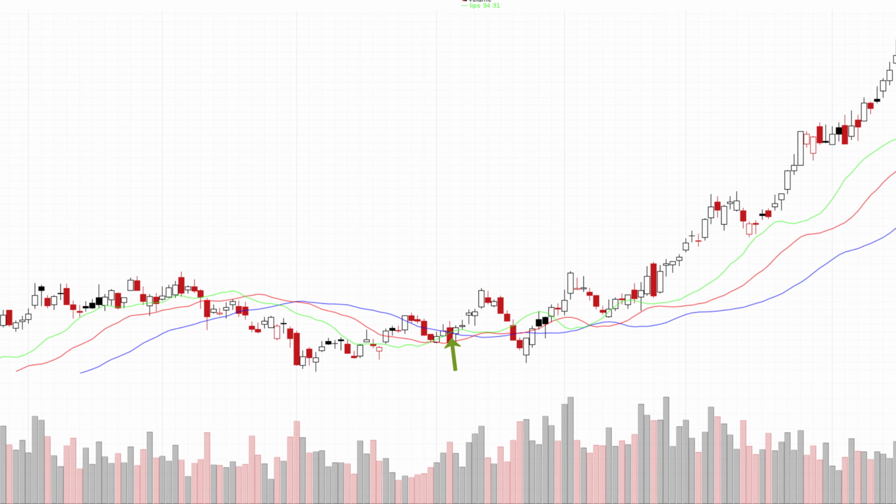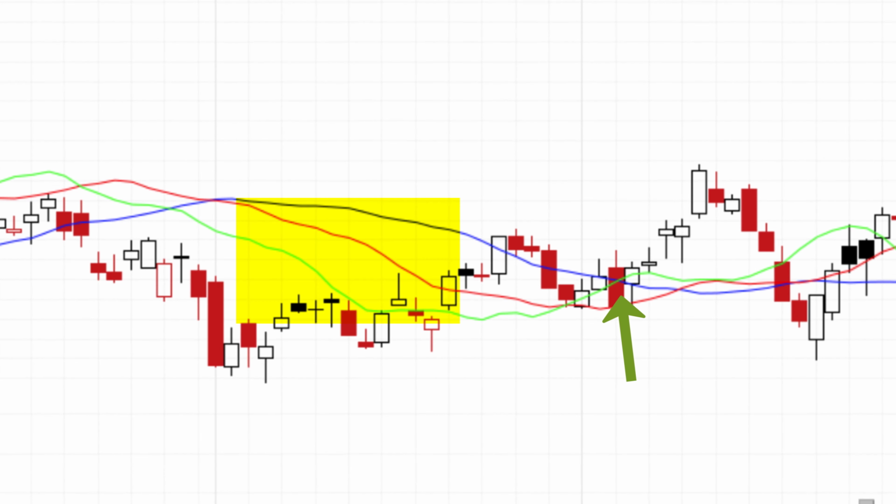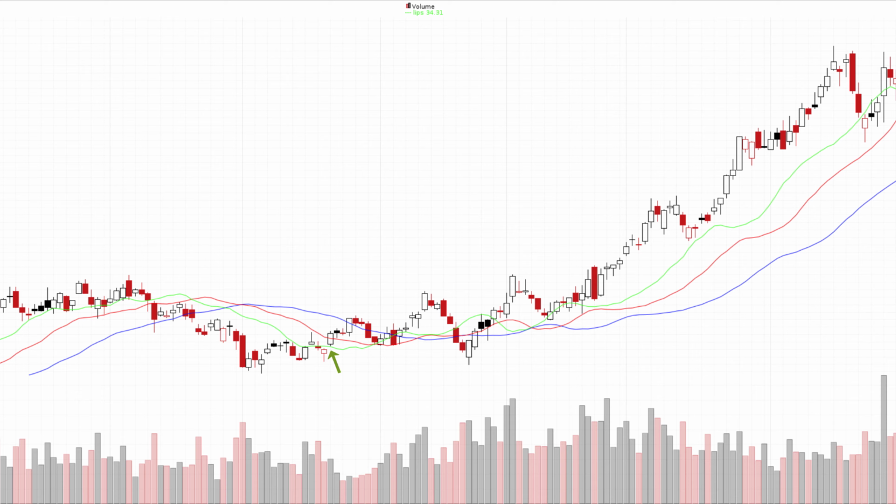First, we consider the position of the different averages. For a bullish setup, the green line should be below the red line and the red line below the blue one. The greater the distance between the different lines, the stronger the existing downtrend. As soon as price closes above the red line, a long position is opened.